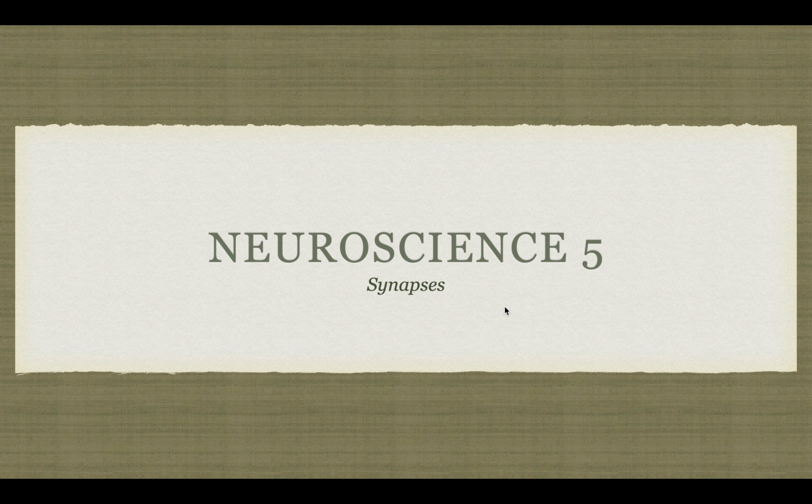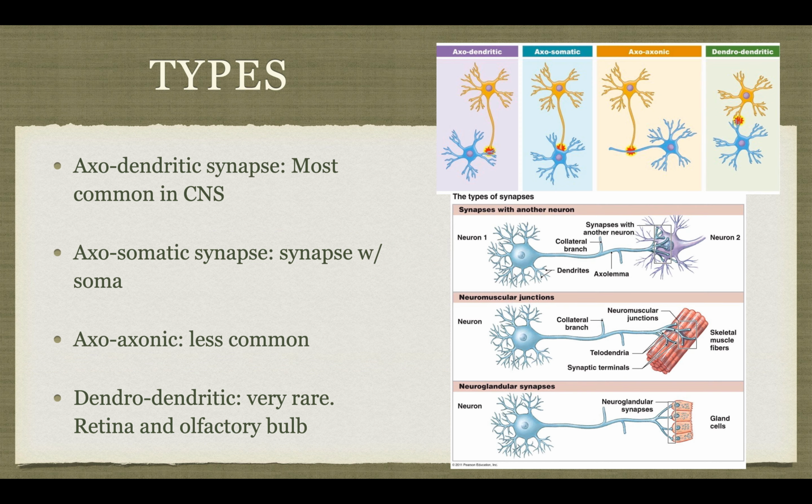Welcome back. Let's go through a brief overview of the synapses. So the axodendritic site is going to be the most traditional synapse. The axon is going to make a connection with a dendrite, and it's the most common type in the CNS. The axosomatic is pretty rare because the axon will contact the soma or the cell body directly.